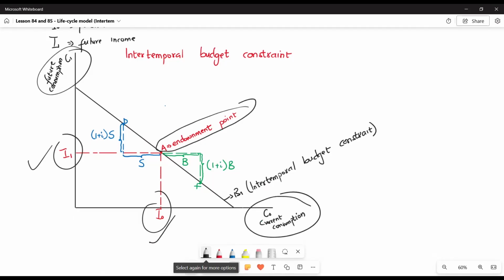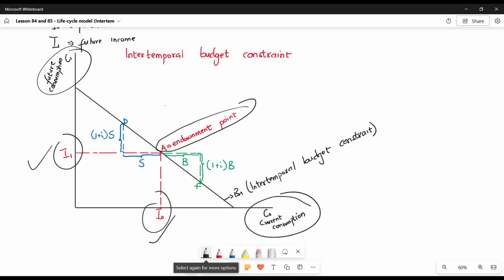So the endowment point is the feasible consumption bundle if the individual makes no trade-off between present consumption and future consumption. In other words, it is the bundle that the individual can consume if they neither save nor borrow, because consumption in each period is exactly equal to the income in that period.